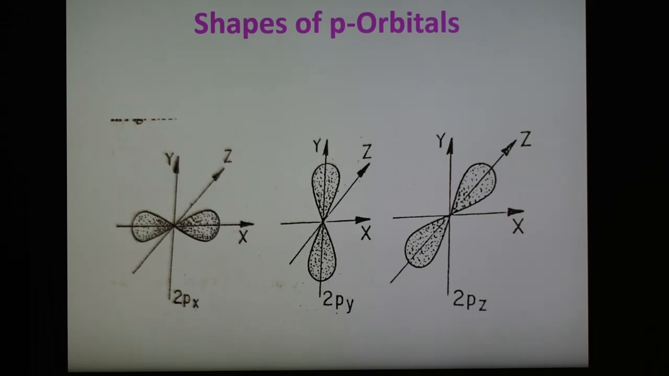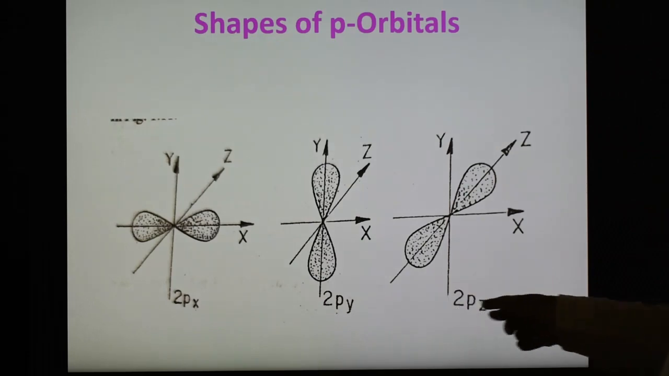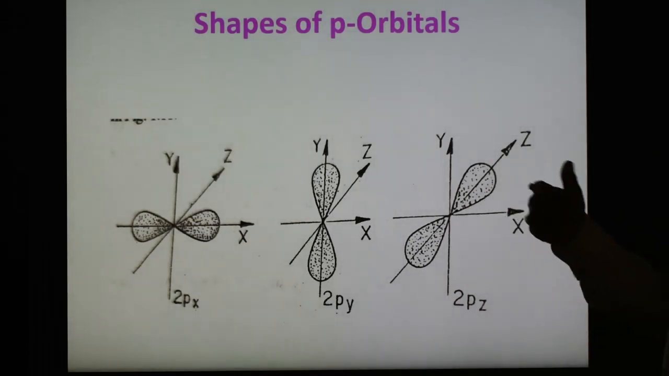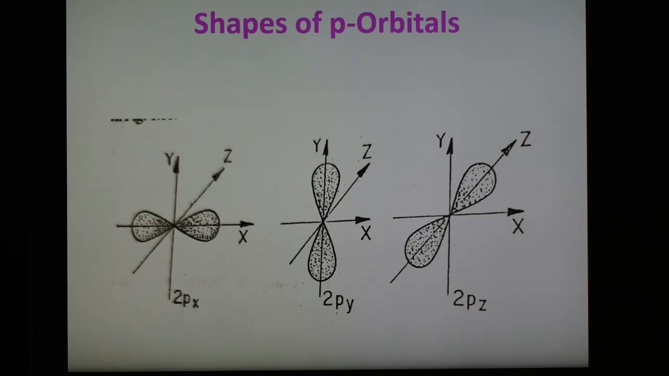Each p orbital consists of two lobes of high electron density present along the x-axis, y-axis or z-axis, and depending upon the axis on which the lobes are present, they are known as px, py, pz. In case of the second shell, we have 2px, 2py, 2pz. The shape of the p orbital is dumbbell shape. So the shape of s orbital is spherically symmetrical, and the shape of p orbital is dumbbell shape, looking like a dumbbell. So p orbitals are dumbbell in shape.